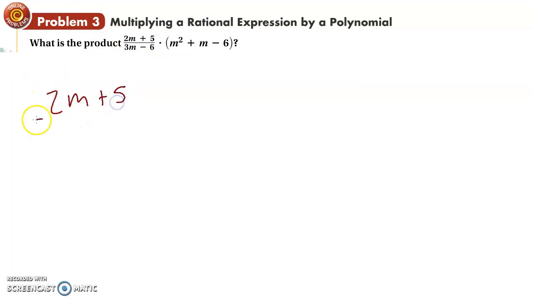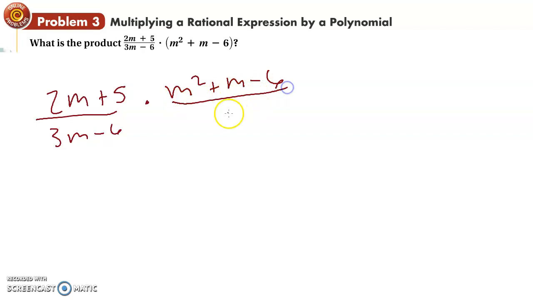2m plus 5 over 3m minus 6 times m squared plus m minus 6. This looks fancy, but all you do is put this over 1, and now you just do the same thing we just did as the last example. You factor out completely. Are there any GCFs for this top numerator? Nope. So 2m plus 5.